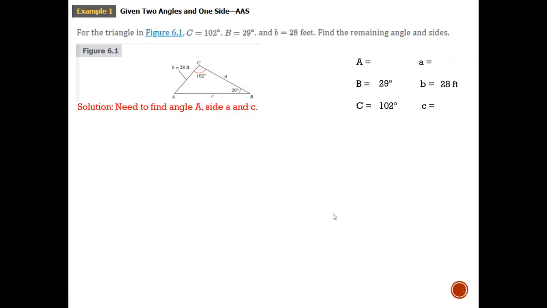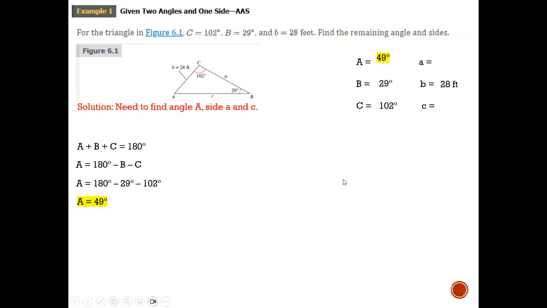So hopefully you remember again from previous presentations that all the interior angles of a triangle add up to 180. That is always true no matter what type of triangle, a 90 degree right triangle, an acute or an obtuse triangle. Whenever you already have two angles of a triangle, you can easily find the third by subtracting these values from the 180. If I subtract two given ones from the 180, I get the other one. So here I'm going to subtract the 29 and the 102, and I get 49 for the other angle, the A value.